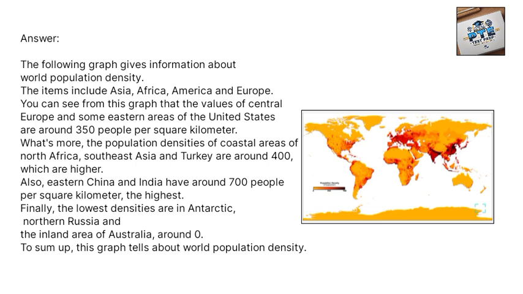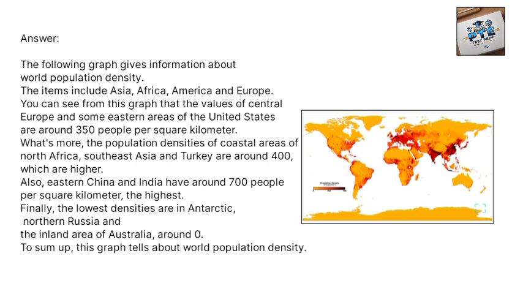The following graph gives information about world population density. The items include Asia, Africa, America, and Europe. You can see from this graph that the values of Central Europe and some eastern areas of the United States are around 350 people per square kilometer.